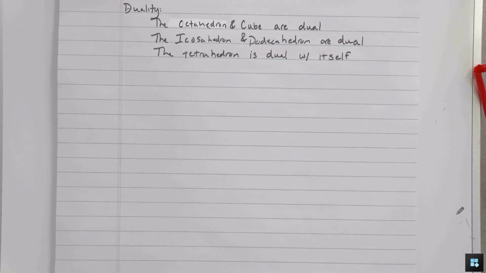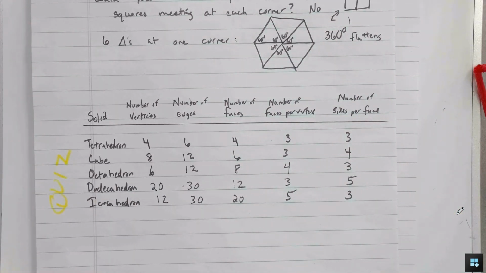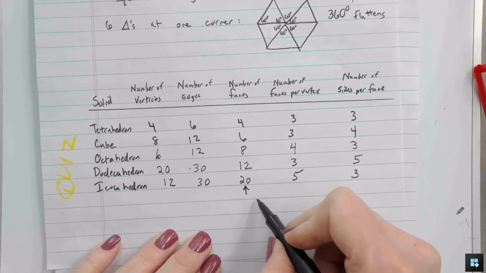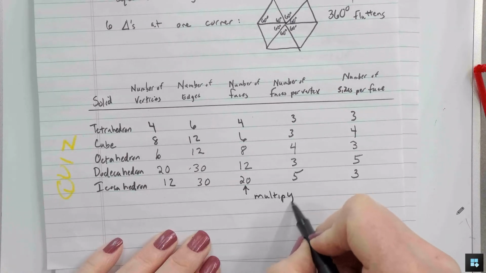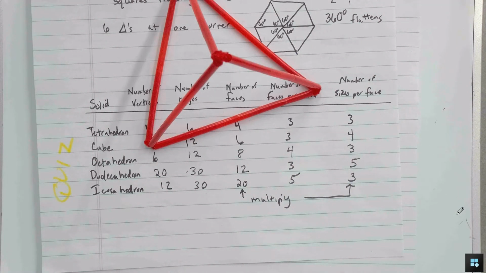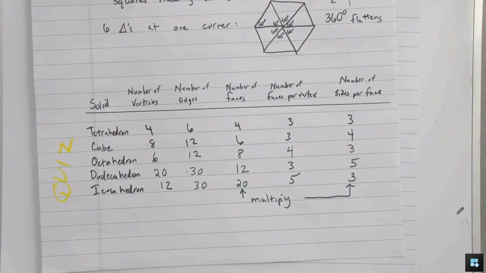I did have another question for you. In this chart, if I take the number of faces and multiply by the number of sides per face, shouldn't I get the number of edges? You take the four faces on the tetrahedron, and there's three sides on each face because they're triangles, and then multiply together, I get 12. But that's not how many edges I have. I only have 6 edges. Same thing with the others. Why is that? Because they're all sharing edges.